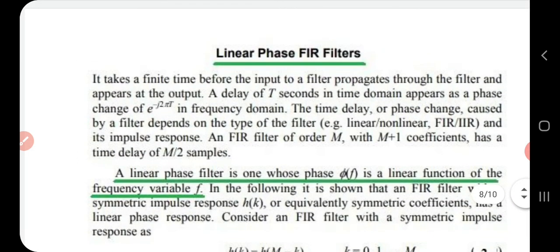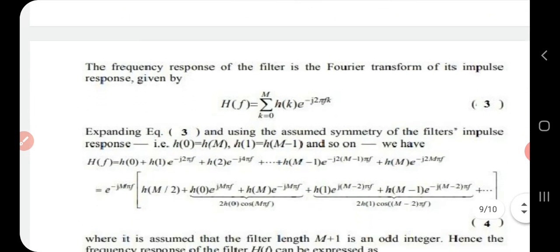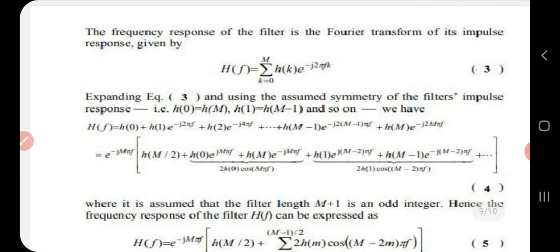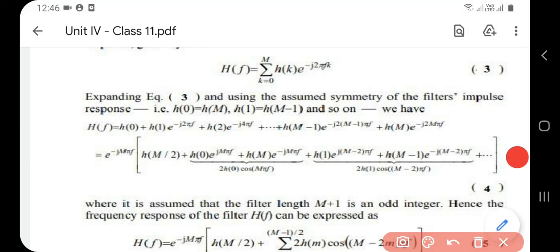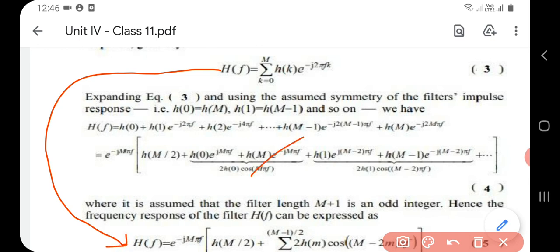These three slides you have to write about linear phase FIR filters, understand the difference and its definition. In this one, as I said, soon after writing this equation, you can directly skip on to this one. No need of writing these two expressions.